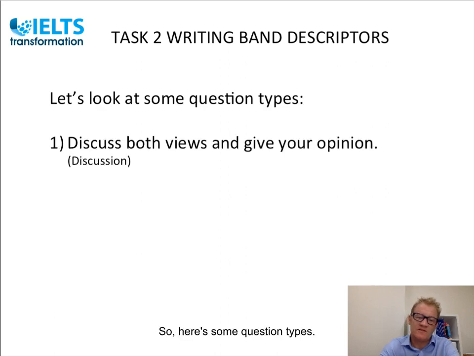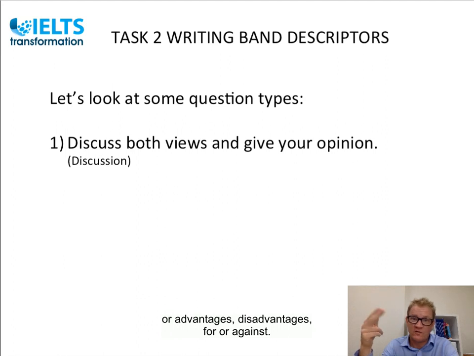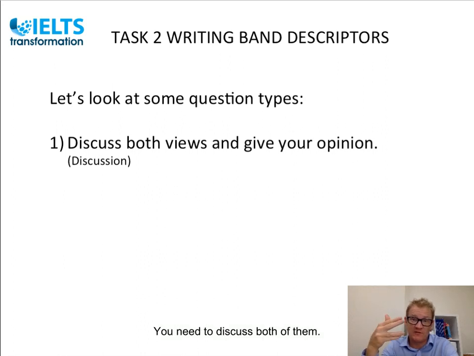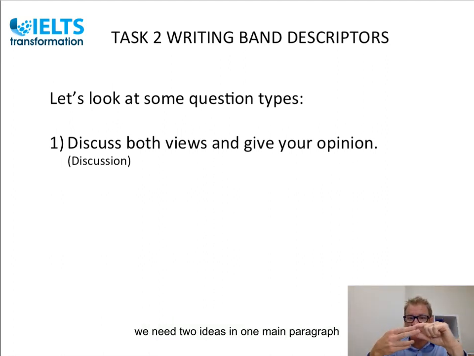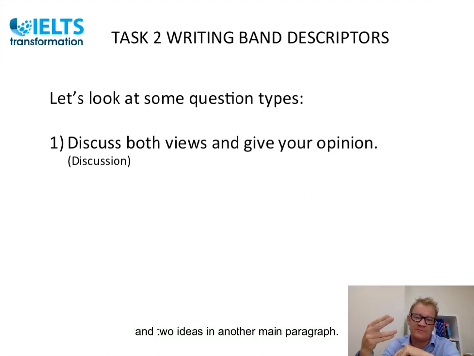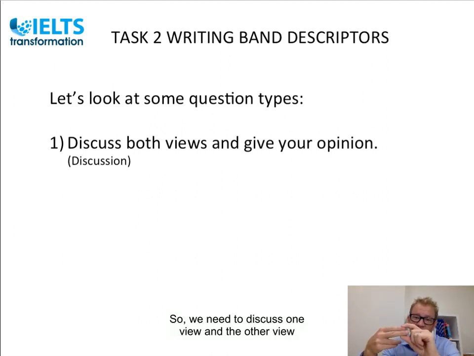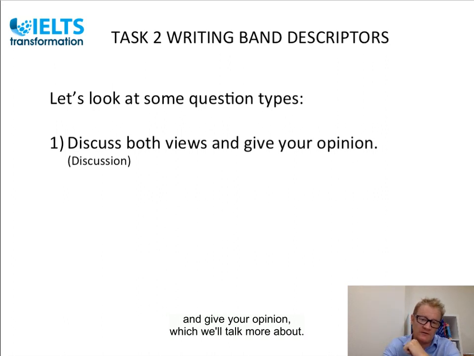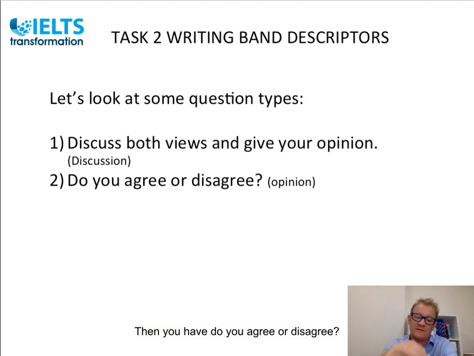So here's some question types. Discuss both views and give your opinion. So the question obviously has 2 ideas, some positives and negatives, or advantages, disadvantages, for or against. You need to discuss both of them. I'm using 4 fingers here because, as I will explain, we need 2 ideas in one main paragraph and 2 ideas in another main paragraph. So we need to discuss one view and the other view and give your opinion, which we will talk more about.